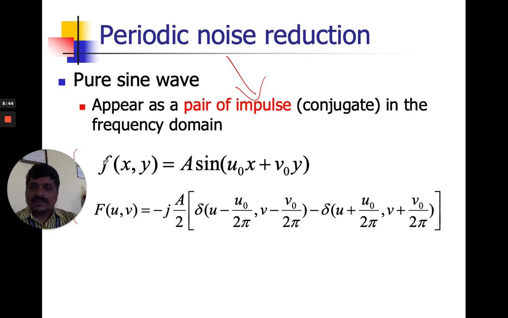That is given as f of x comma y equals A sine(u naught x plus v naught y). Based on this we can write F of u comma v equals minus j A divided by 2 into delta of (u minus u naught by 2 pi, v minus v naught by 2 pi) minus delta of (u plus u naught by 2 pi, v plus v naught by 2 pi). So based on this it will be used.